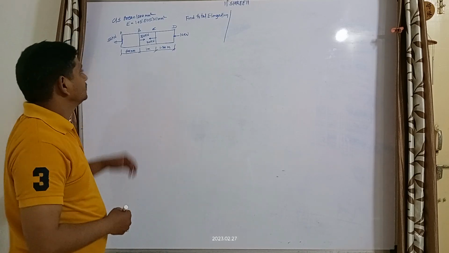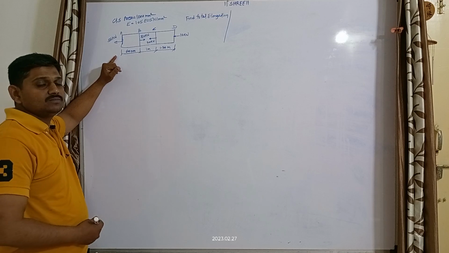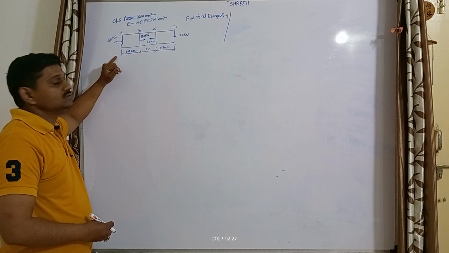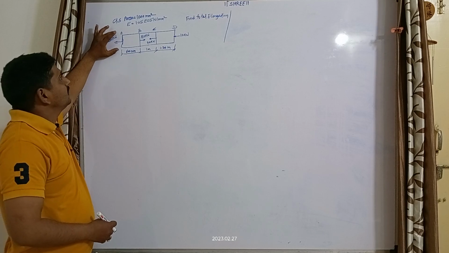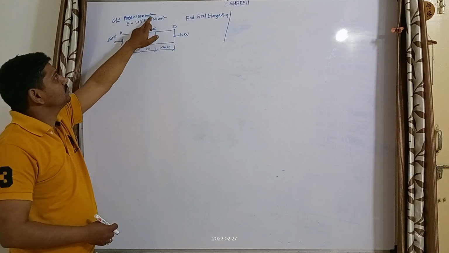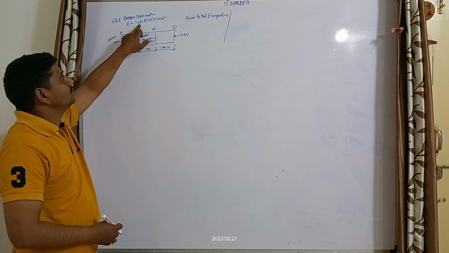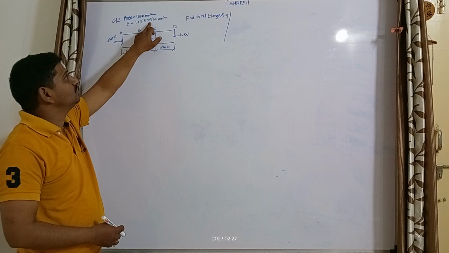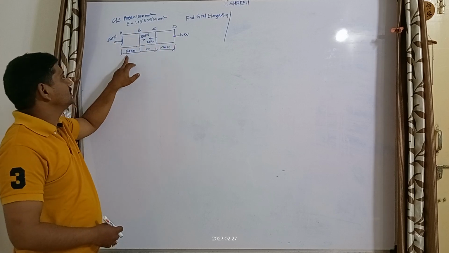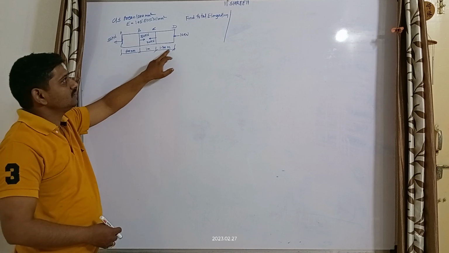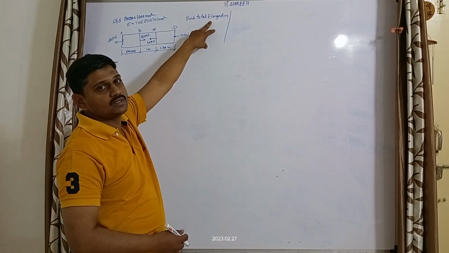Hello friends, in this example we are going to solve by using principle of superposition method. In this given example, a brass bar is given having cross sectional area 1000 mm square, having a modulus of elasticity as 1.05 into 10 raised to 5 Newton per mm square, and the number of forces are given, lengths are also given, and it is asked to calculate the total elongation.